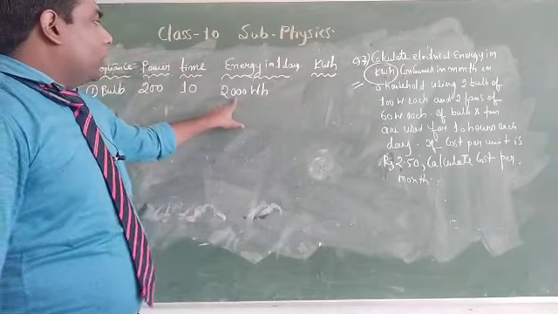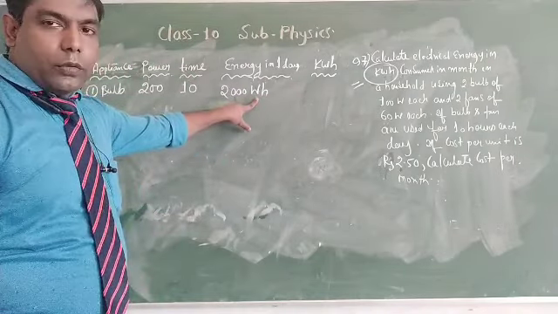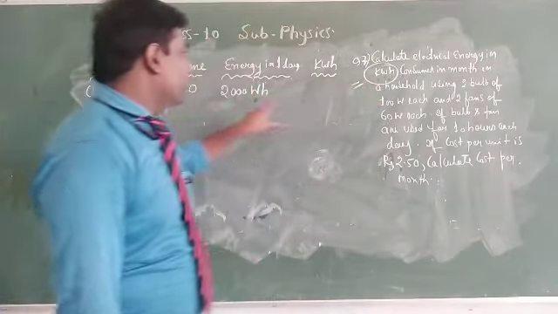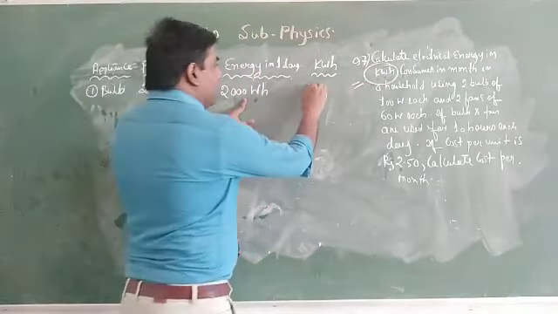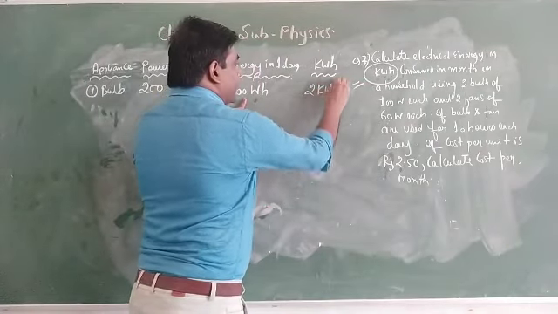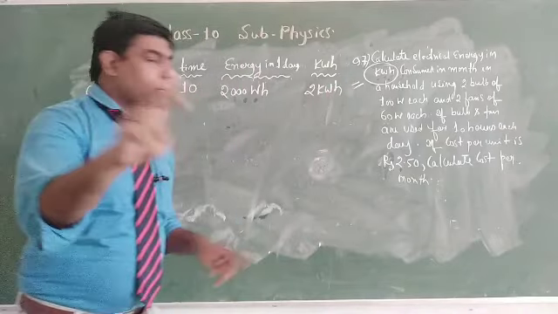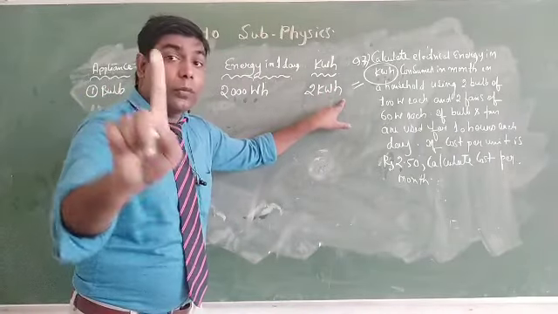Now, 2000 watt hour, but we have to find the energy in kilowatt hour, so just divide by 1000. In one day, 2 bulbs will consume how much energy? 2 kilowatt hour. It is for 1 day.